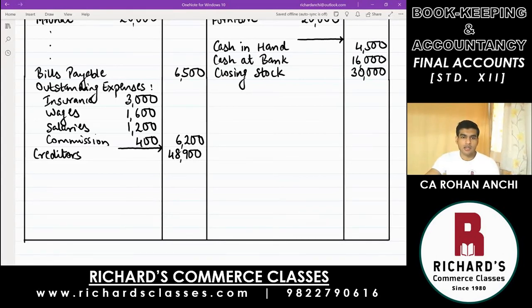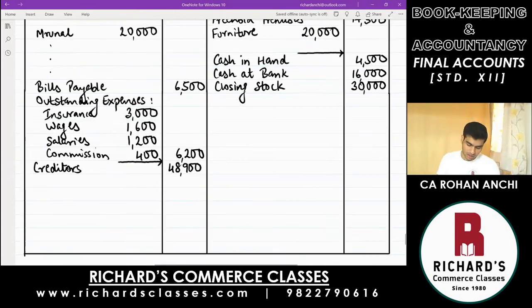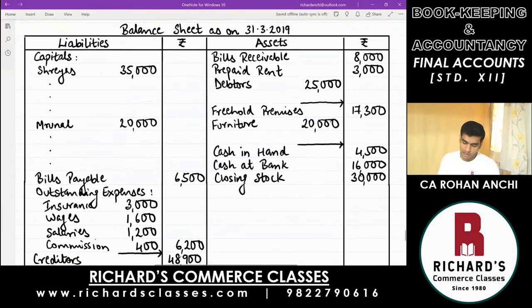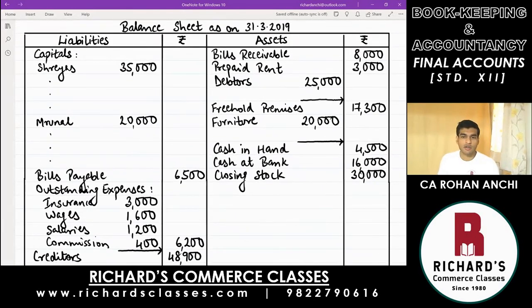Number 3 talks about depreciation. Depreciation means fall in the value of your asset. Asset value is reducing. So let's change the value of the asset. Reducing means deduct from that asset. Less depreciation.